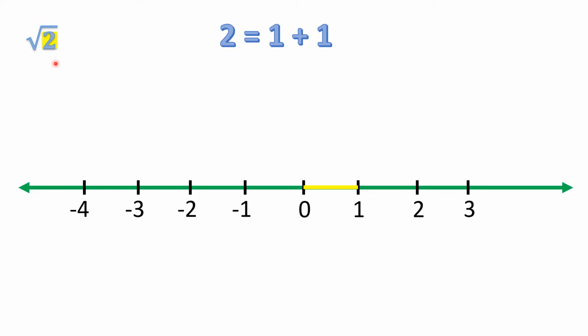Please look at the number inside the root. The number inside the root is 2, right? Now 2 can be split into 1 and 1, and we can add them in order to get 2. So 2 can be written as 1 plus 1, right? Now let us take the square root of the first number. The first number is 1. So we're going to find the square root of 1, okay?